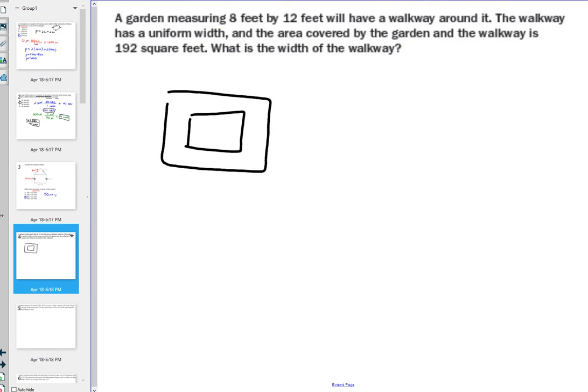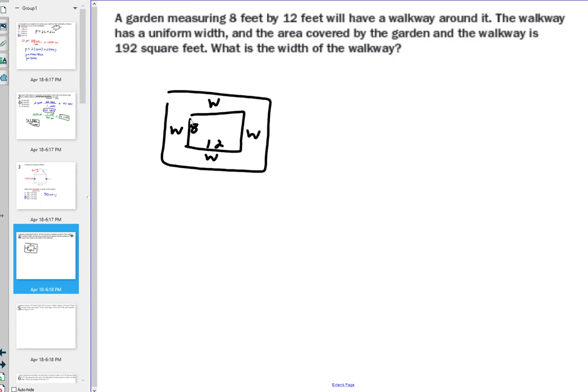So the walkway has a uniform width. Reed, you might need help with this one. What does that word uniform mean? It's not something you wear. The same. It's the same going around. So whatever the width is here, it's the same as the width here, width here, width there. It's all the same going around. And then we said that this is 8 by 12. And the area covered by the garden and the walkway is 192 square feet. What is the width of the walkway?